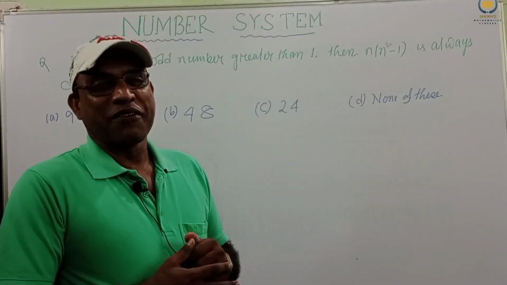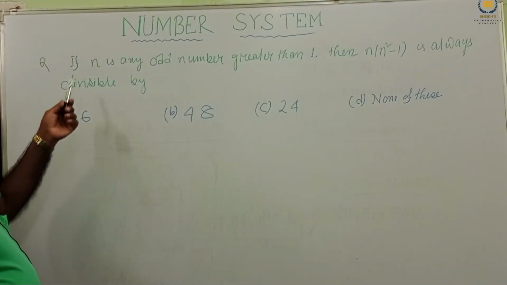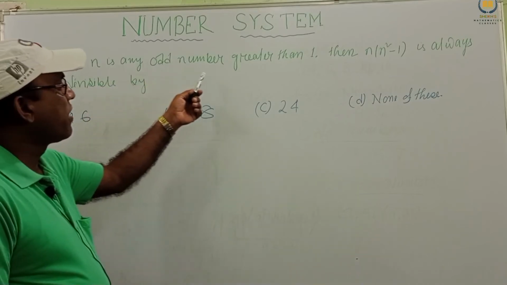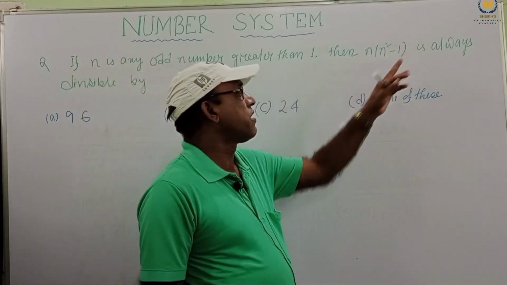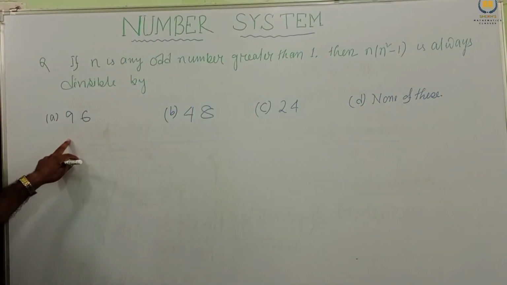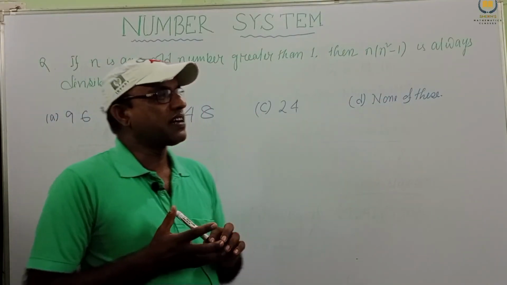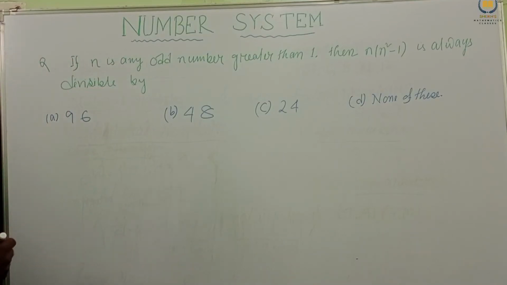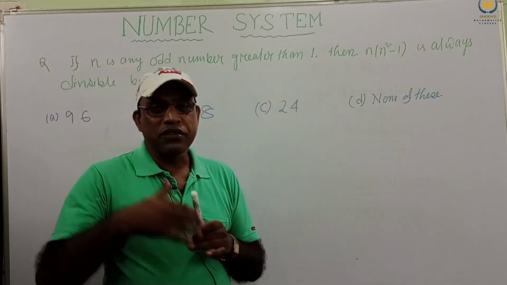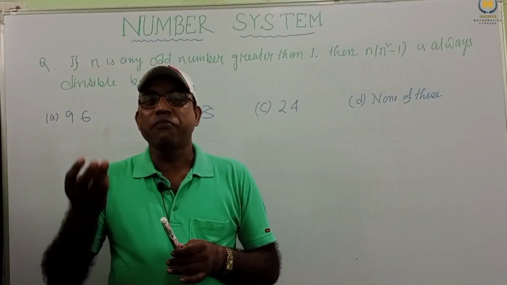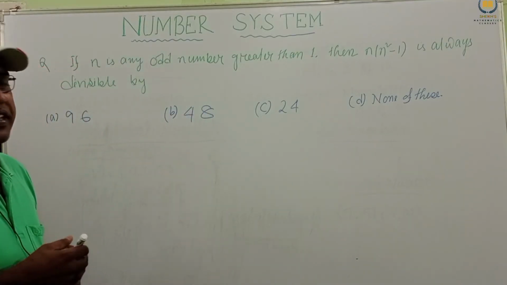I consider one problem. The problem is very easy. If n is any odd number greater than 1, then n into n square minus 1 is always divisible by 96, 48, 24, or none of these. Which one is the correct answer? Now we examine. The condition given is that n is any odd number greater than 1. That means odd numbers 1, 3, 5, 7. Greater than 1 means we start from 3.